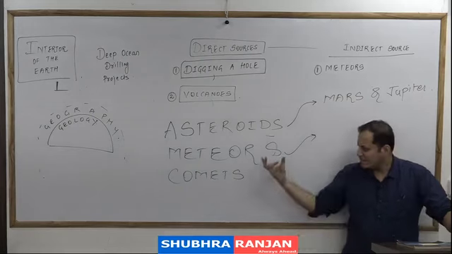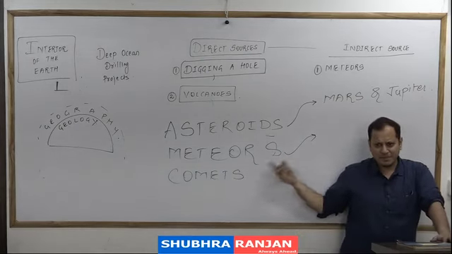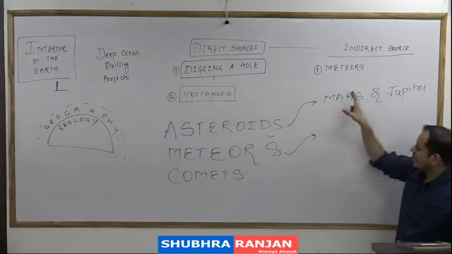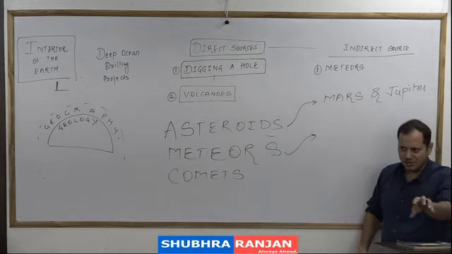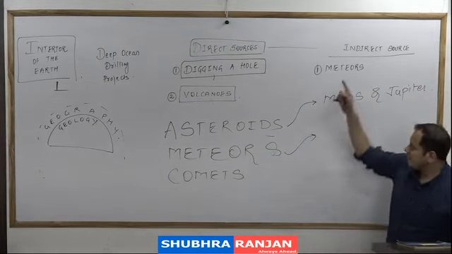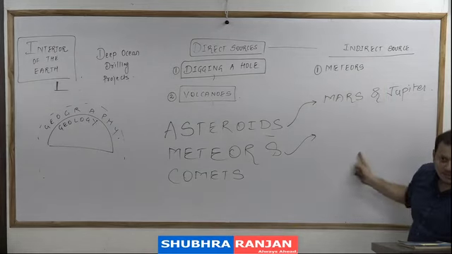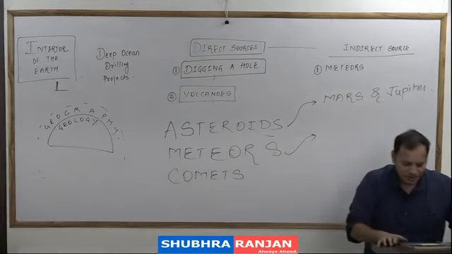So meteors will be the part of the geographical part because they come on the surface of the earth. Now are you directly studying the interior of the earth by studying the meteors? No, you are concluding something, and therefore I have taken it as an indirect source. So take down meteors.